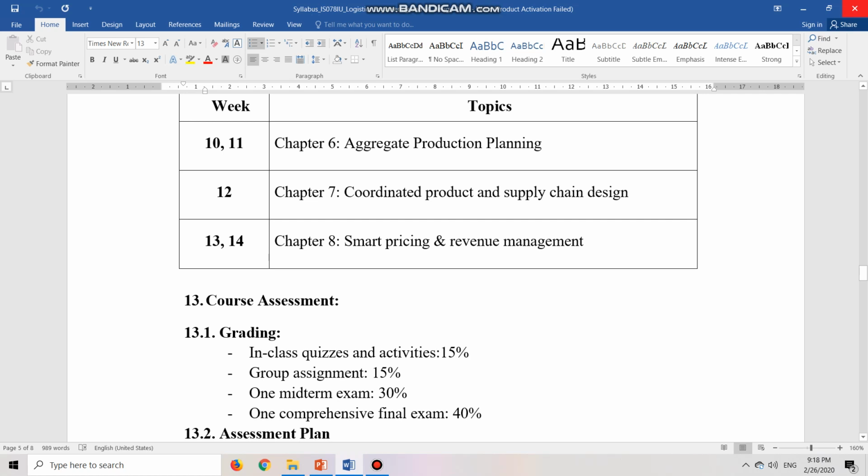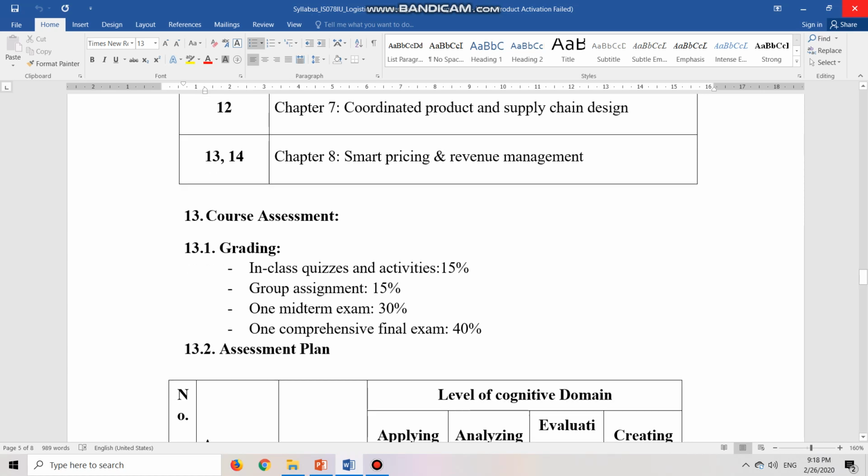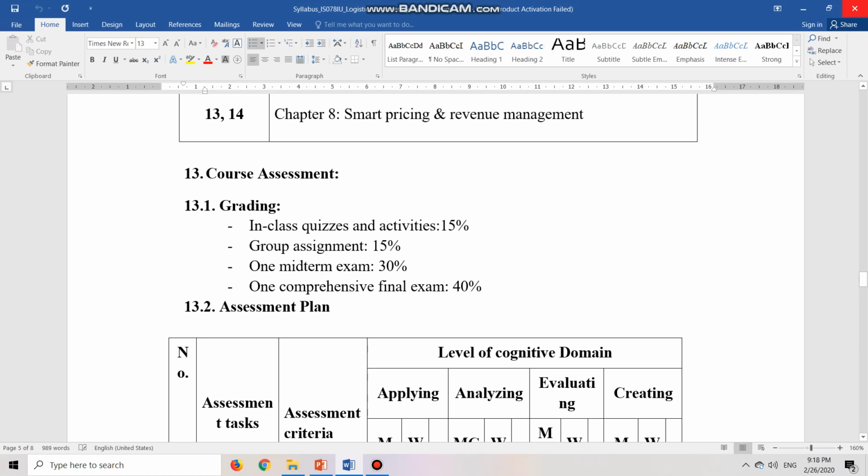And in the next 2 weeks, we will learn about smart pricing and revenue management. Then after that is the time for presentation. The time for presentation will be informed later, maybe in the next lessons, after I tell you what you have to do for your project. And finally is the review for the final exam.